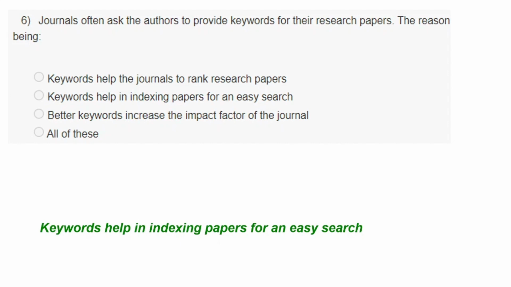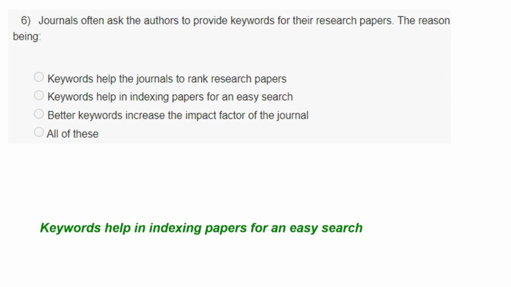So when they click on search, and they find out that the first hit is from the journal that you have published in, they find your article, they'll read the article, and then they'll see, acha, this has been published in this journal. So your journal will get a better viewership basically. But mostly it's important in indexing papers for an easy search.